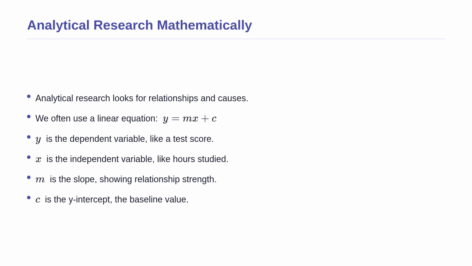In this model, the variable y represents the dependent variable, which is the outcome we are trying to explain, like a student's test score. The variable x represents the independent variable, which is the factor we think causes the outcome, like hours spent studying. The symbol m is the slope, which tells us the strength and direction of the relationship. If m is large, even a small change in x causes a massive change in y. Finally, c is the baseline value when x is 0.